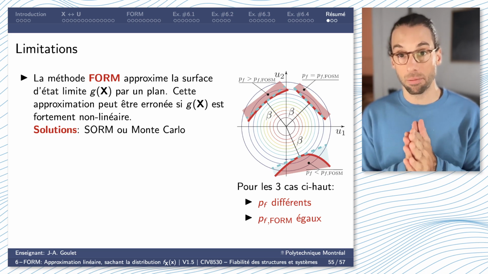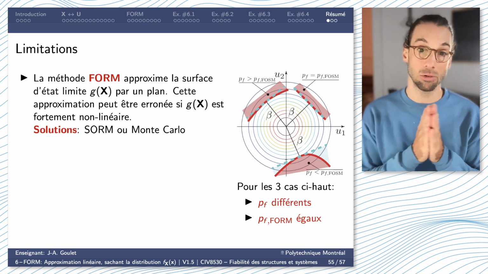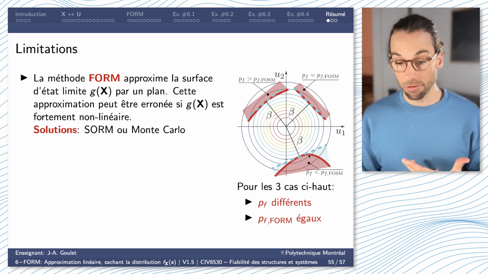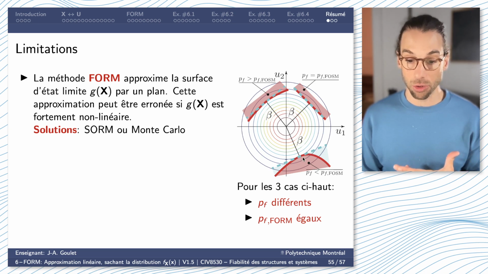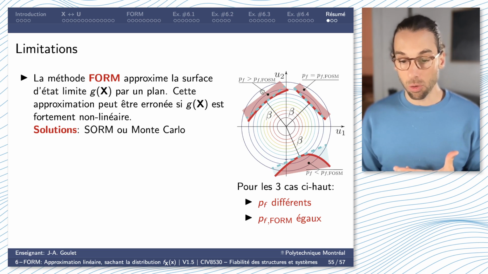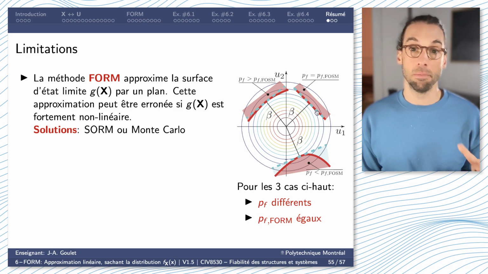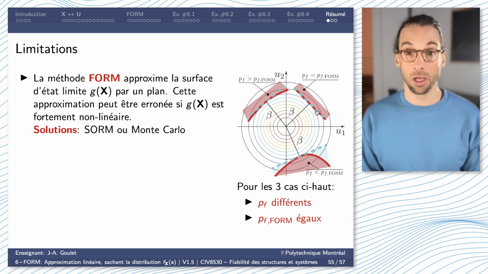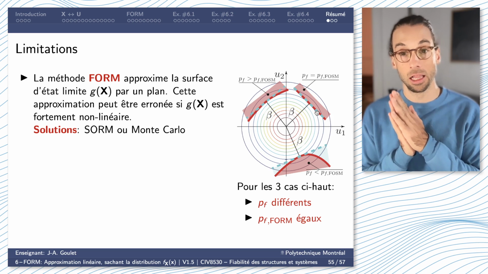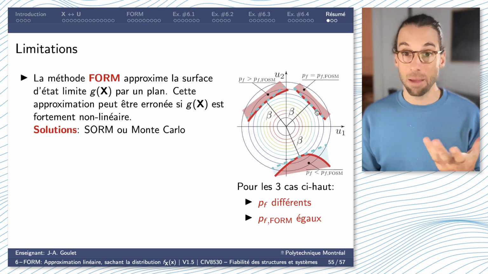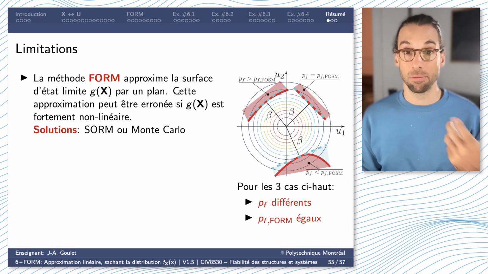since it's going to approximate my limit state function by a plane in the standard normal space, if my limit state function is strongly nonlinear, my approximation by FORM might either overestimate or underestimate my failure probability. If it's nearly linear, I'm going to have a marginal error of approximation of my failure probability. But what we need to keep in mind is if my limit state function is strongly nonlinear, I might have an error in my approximation of my failure probability.